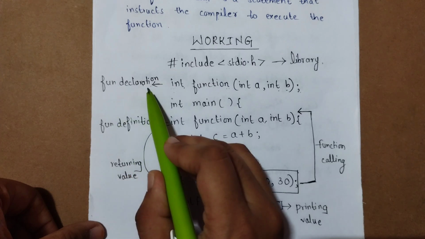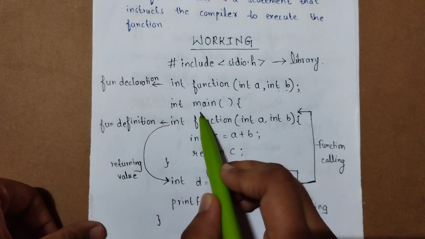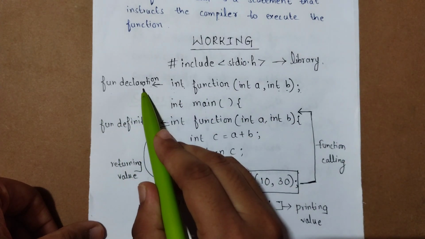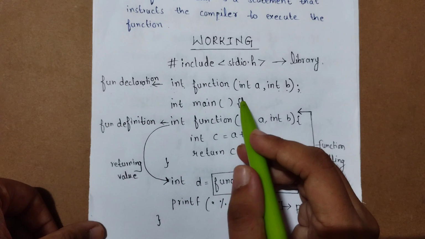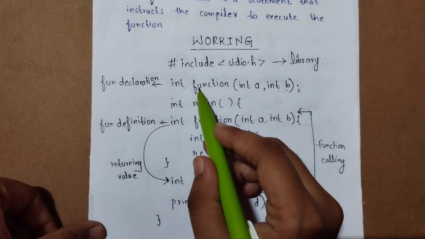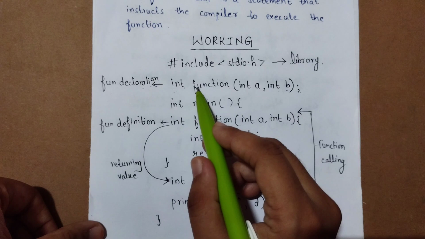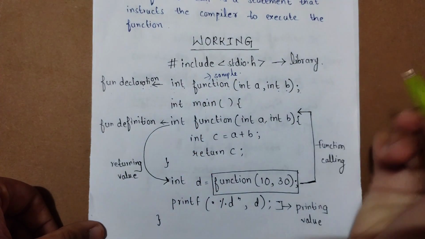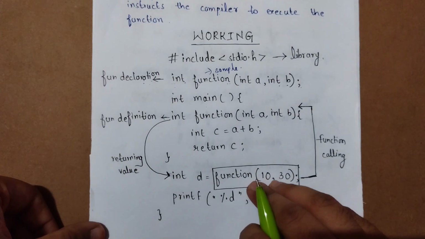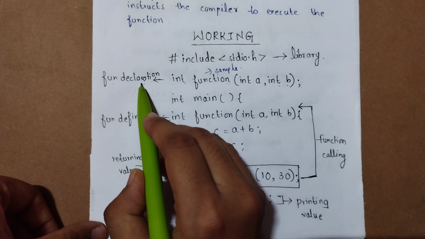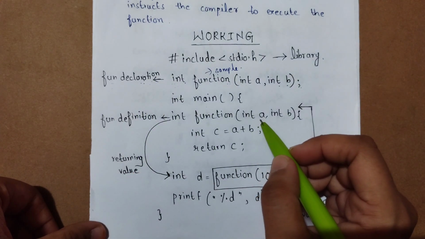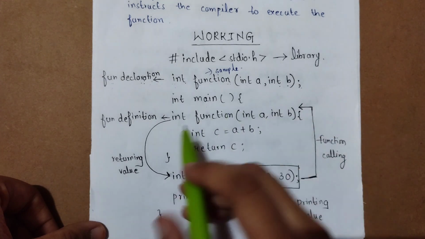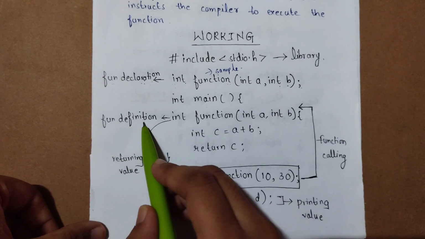So after writing function declaration, we have int main. Our main function starts from here. Why we are writing function declaration? To instruct the compiler that there exists a function called function. You can give another name as sample also, anything your wish. Then purpose of writing function declaration is to instruct the compiler that there exists a function, okay, in our code.